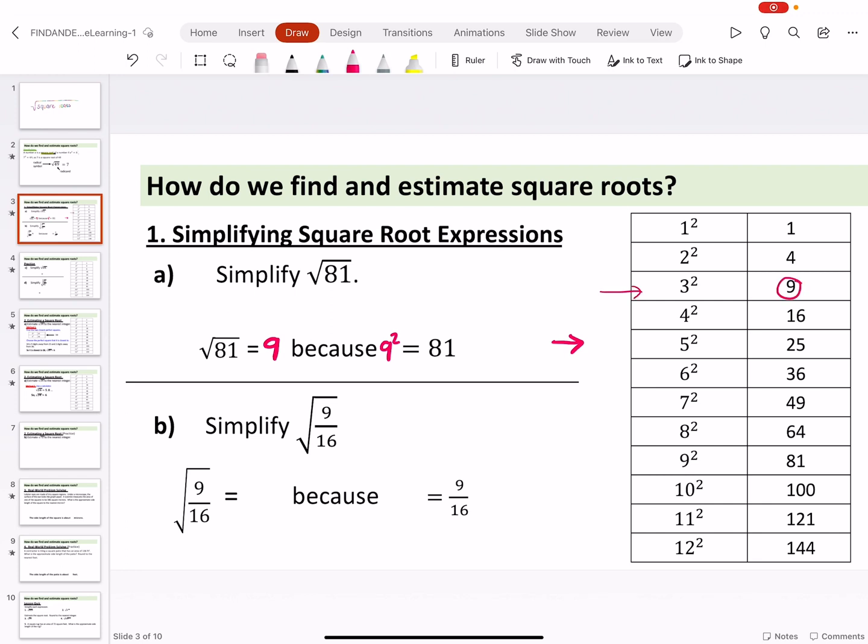Since we found 9, we know that 3 squared is 9. So then we have 3 for our 9. And then we look for 16, and we see that when we multiply 4 by itself, we get 16. So therefore, the square root of 9 over 16 is 3/4. Because when we multiply 3/4 by itself twice, we get 9 over 16.